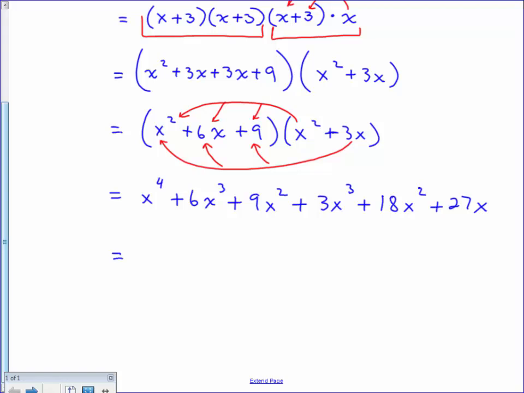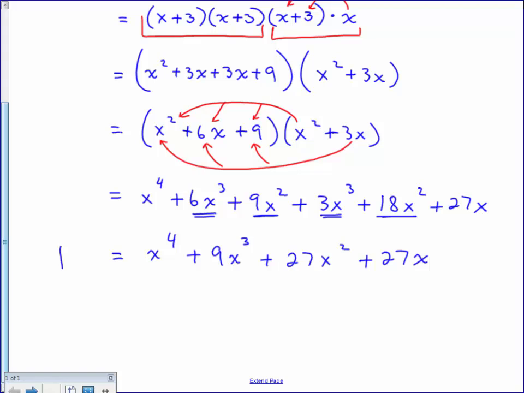As your last step, combine any like terms. We have an x to the fourth, and then we have some x cubes. It looks like 9x cubed. We have some x squared terms, so 27x squared. And then it looks like we have only one x term, which was the 27x.